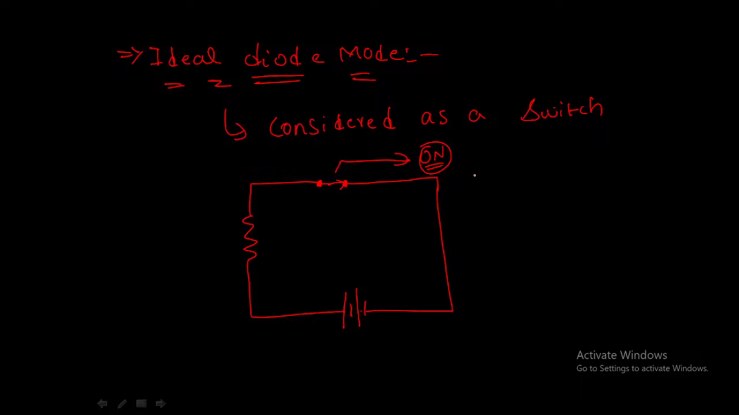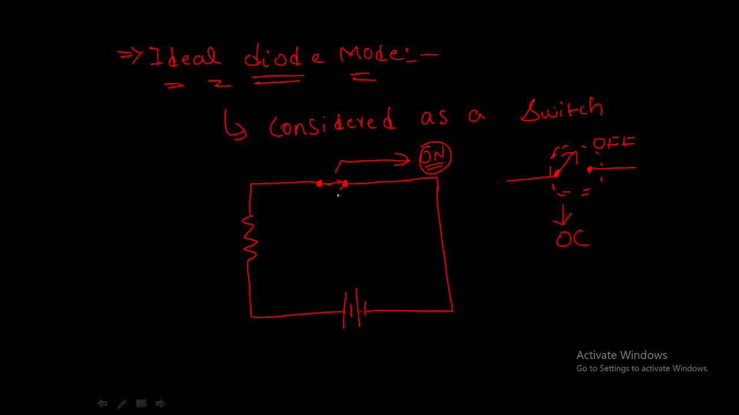And the switch, if it is off, then what happens? It will be represented like this, in an open circuit manner. Okay, so when the switch is off, it cuts the circuit, or it is in an open circuit manner, or the circuit is in open circuit.